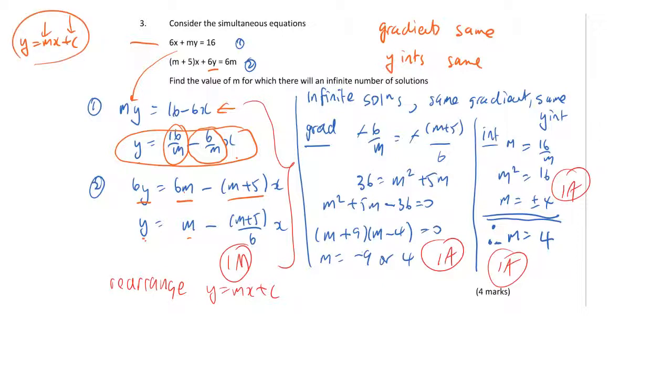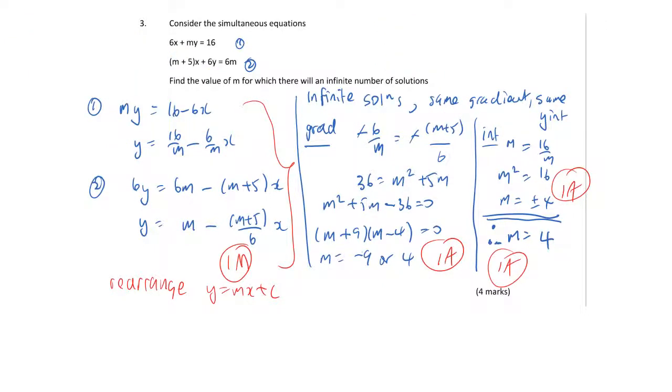So we see that if we've got infinite solutions, the gradients must be the same. So if the gradients are the same, we compare the two gradients. Let's just rub this out for a minute. So the gradient for this one was negative 6 over m. The gradient for this one was negative m plus 5 over 6. So they must be equal to each other. Now what it's a matter of doing is solving this. We're going to get rid of the minuses. We're going to multiply both sides. Do a little cross multiply there.